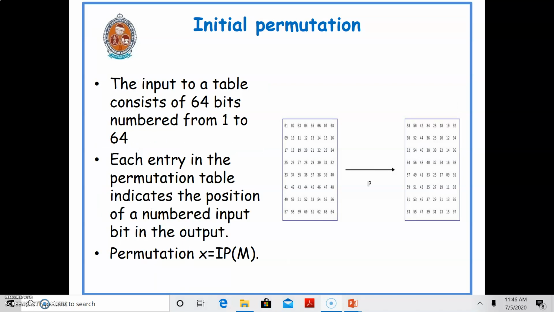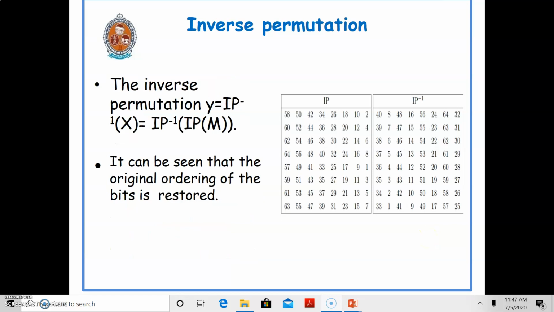Initial permutation. In initial permutation, the 64-bit plain text is transformed according to the given matrix. Here we take all the positions of the 64 bits from 1 to 64. We are changing the positions: the first position is replaced by the 58th bit, and so on. Inverse permutation is also called final permutation. After completing the rounds, we finally undergo inverse permutation. In inverse permutation, the first position is replaced with the 40th bit. It can be seen that the original ordering of the bits is restored.